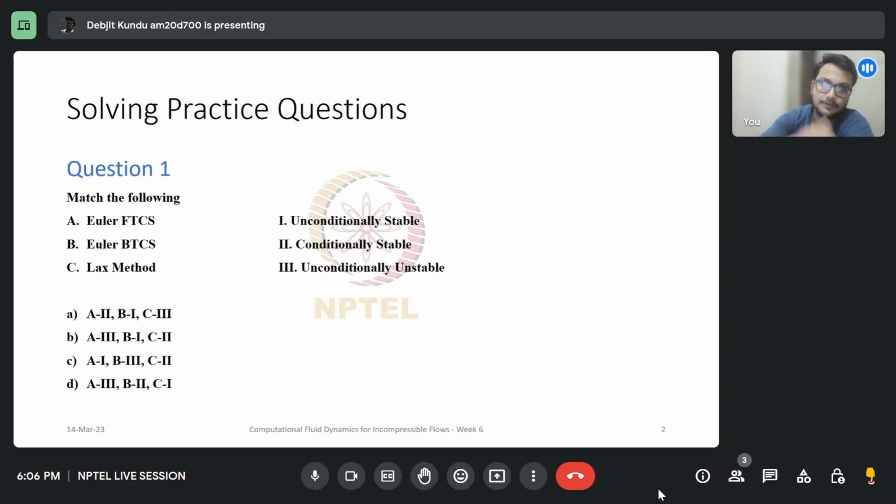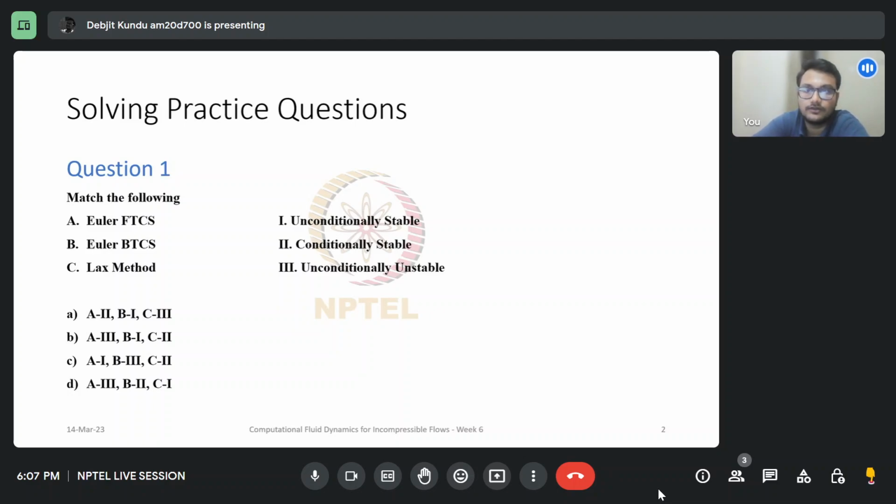So, the topic of week 6 was hyperbolic equations and how to solve them using different computational tools. That brings us to question number 1 of today's session. This is a match the following type of question. There are three techniques used to discretize hyperbolic equations given in the left hand column, and on the right hand column are the different stabilities which those methods have.